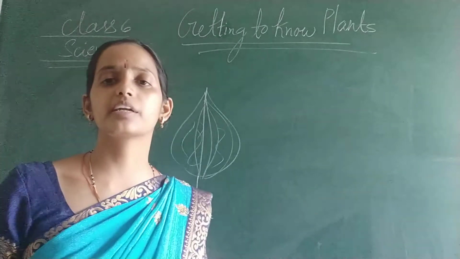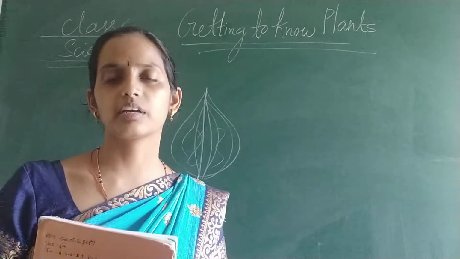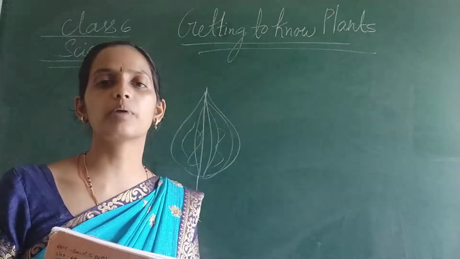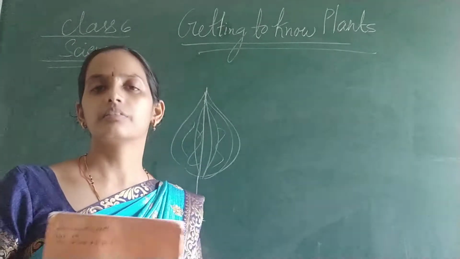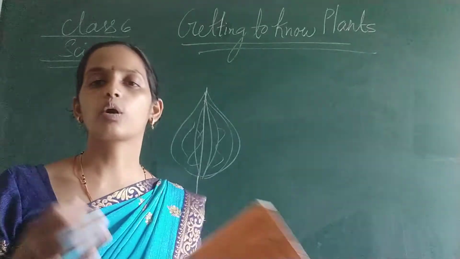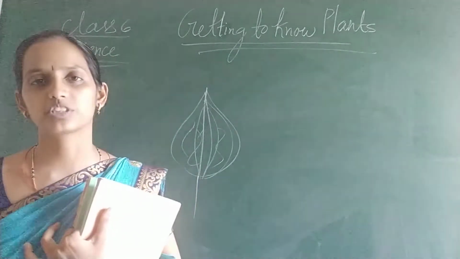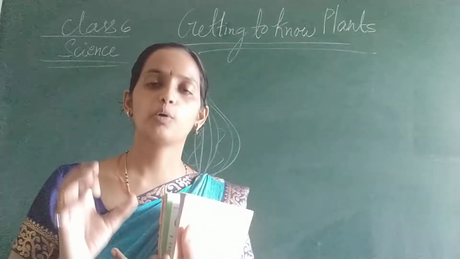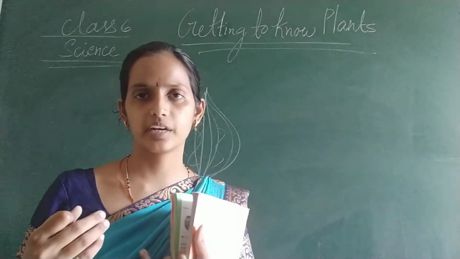Then we also studied photosynthesis and transpiration, right? What is photosynthesis? The process of making food by the green plants in the presence of sunlight and water, right? So what does it produce? It produces glucose or sugar and also oxygen, and there is a release of some water. So the plant is preparing its own food with the help of photosynthesis, right?